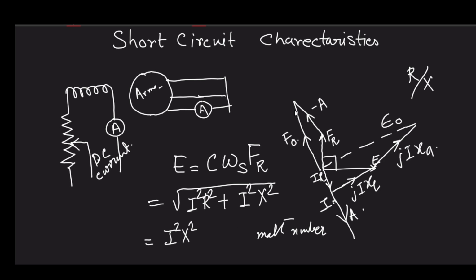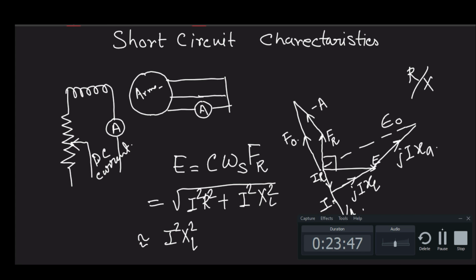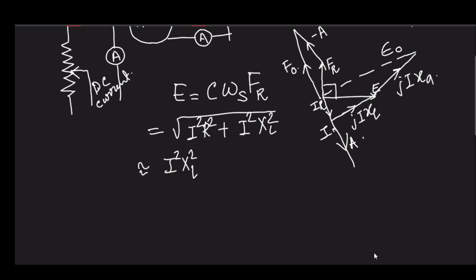So undoubtedly we can write that this is approximately equal to XL, to be very precise, XL square. Now, if you observe minutely, you will understand on which factor this XL depends. This XL is also dependent on omega s, the synchronous frequency, or rather the synchronous speed.